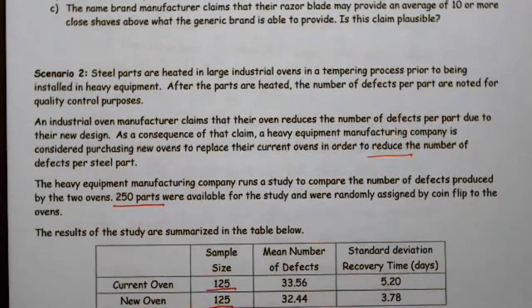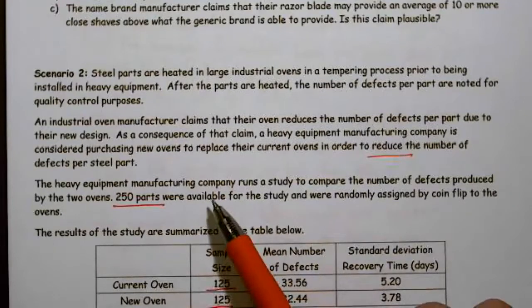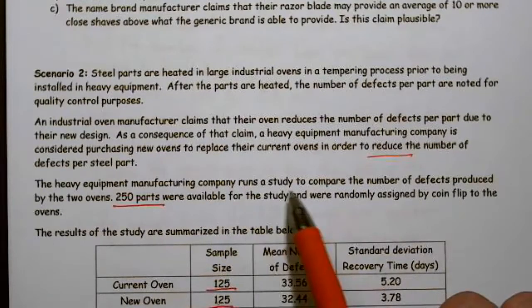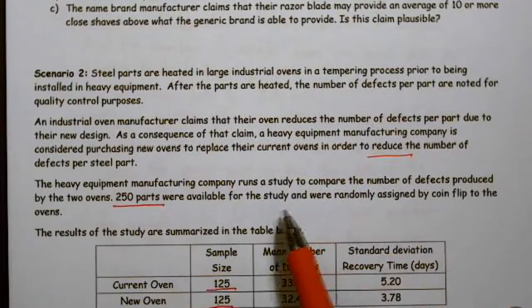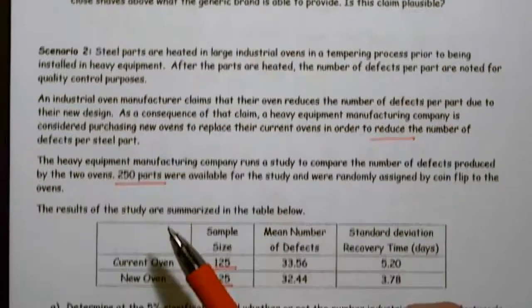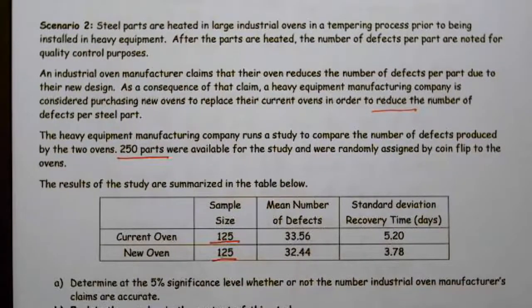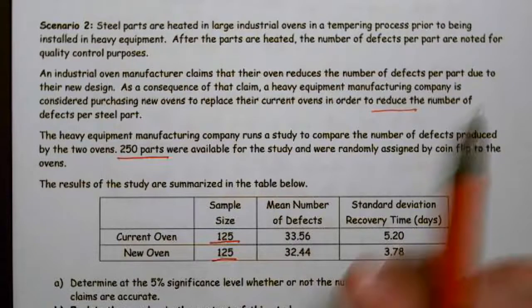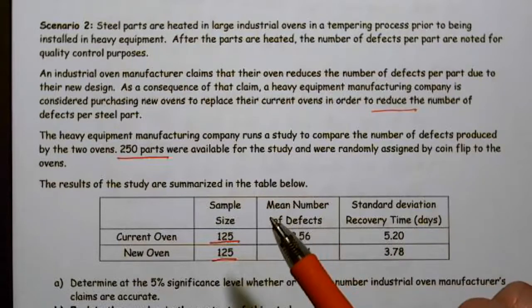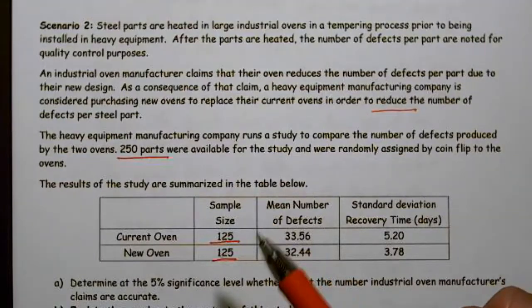The heavy equipment manufacturing company runs a study to compare the number of defects produced by the two ovens. 250 parts were available for the study and were randomly assigned by coin flip to the two ovens. The results of the study are summarized in the table below.